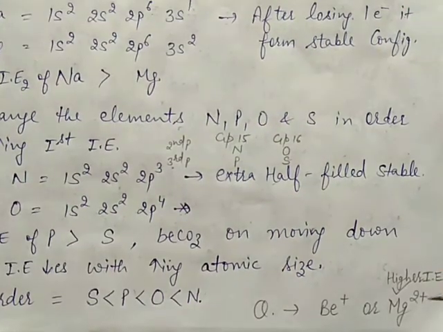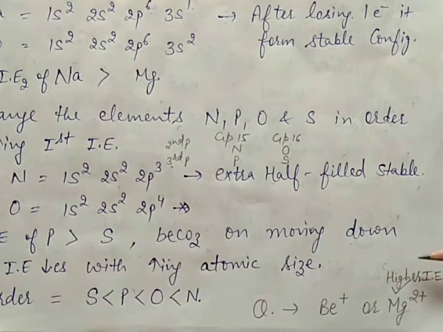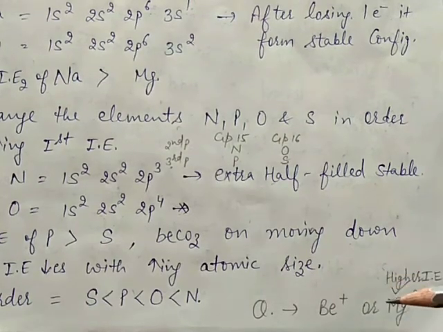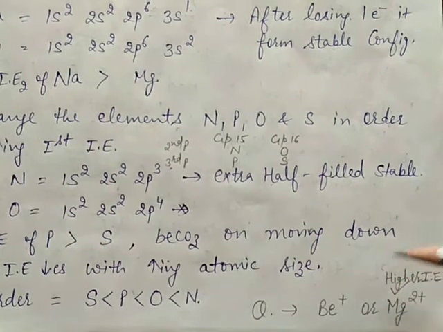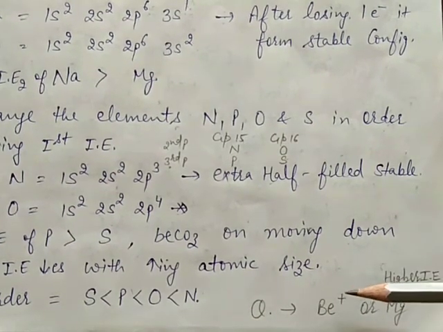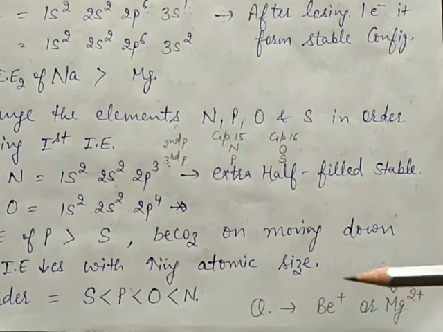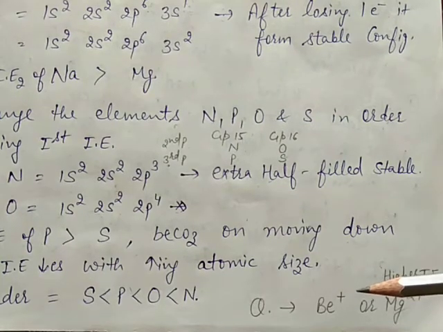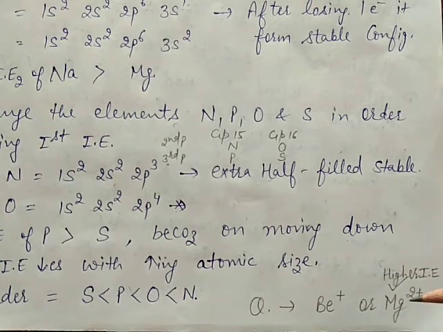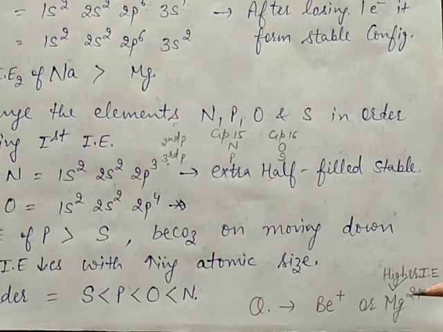Now one more question: Be+ or Mg2+, which one has higher ionization enthalpy? This is the first ionization energy. In the case of Be+, the removal of one electron gives the stable inert gas configuration. But in the case of magnesium, the electrons have to be removed from the stable inert gas configuration.